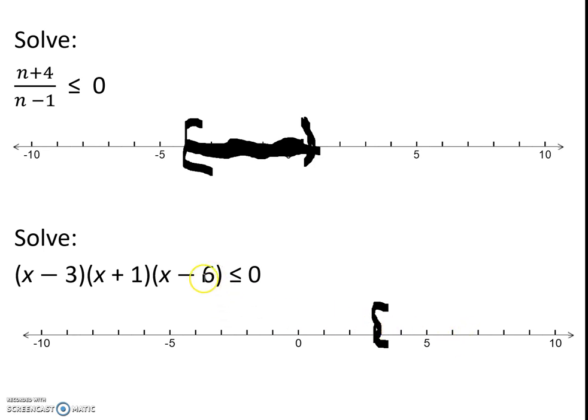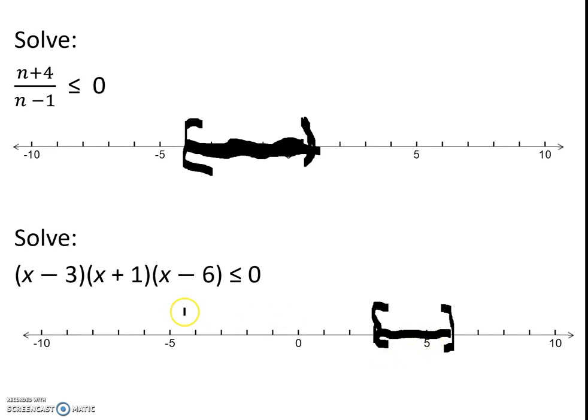Then we're going to look over here at the other number, and we know if we put 6 in, then that goes to 0 as well. So we're going to put another bracket at 6, and we're going to test the number 5. If I put 5 in here, I get a positive number. Here I get a positive number, but here I get a negative number, and we know a positive times a negative would be a negative number, which would be less than or equal to 0. So all of these numbers in between those two are solutions.